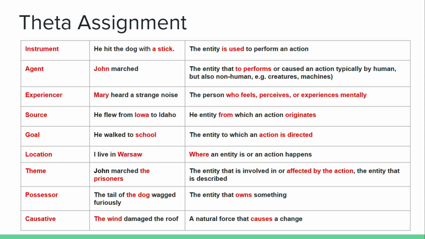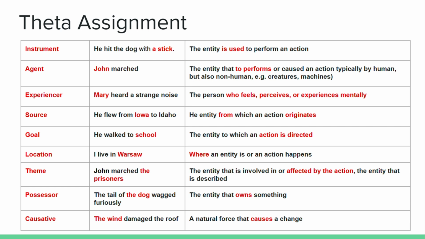Let's look at the term agent. The sentence, John marched. Here, the subject, John as a noun, is assigned the theta role of agent. The term agent is defined as the entity that performs or causes an action, typically a human, but also non-human, for example, creatures, machines, etc.